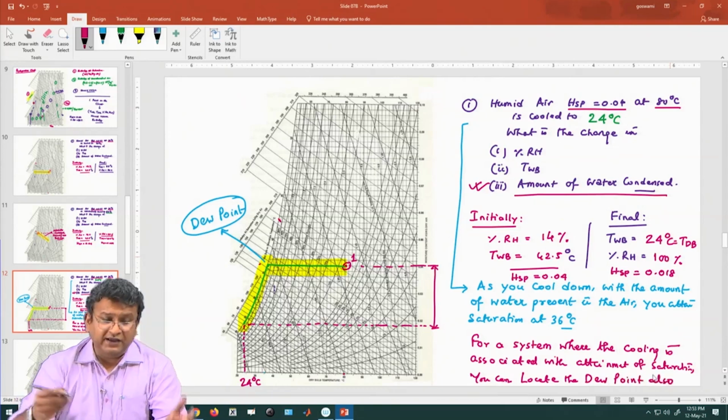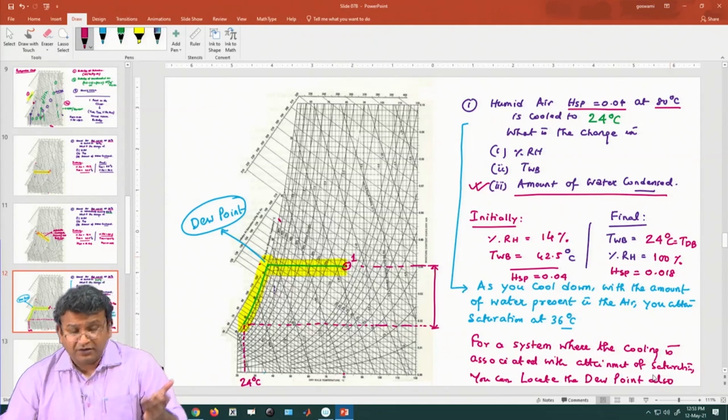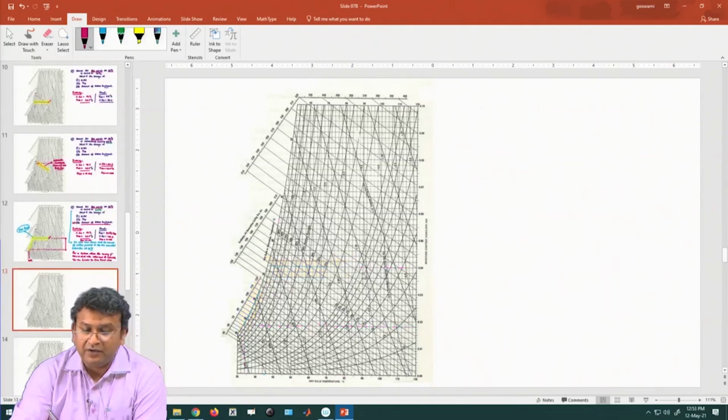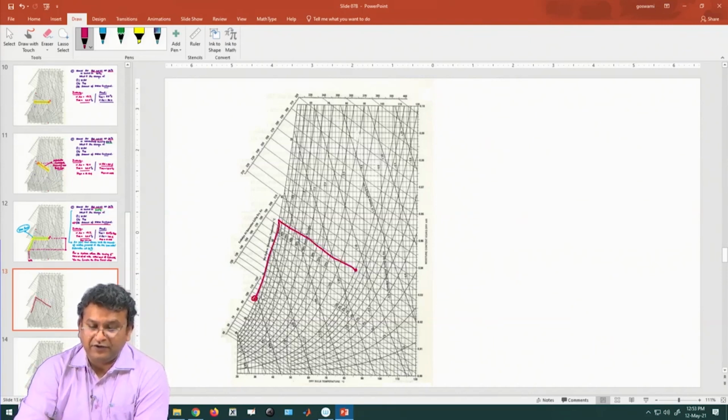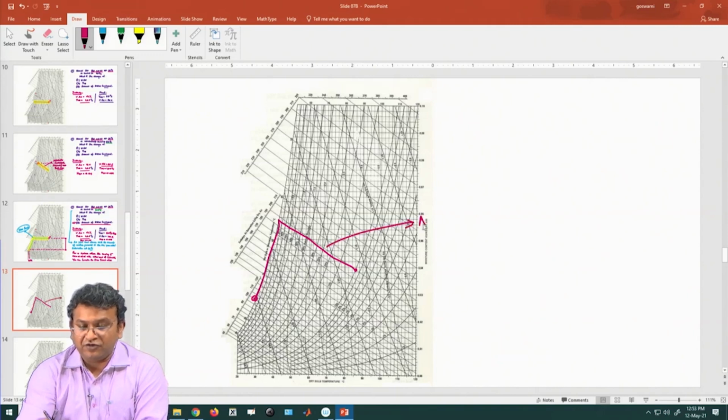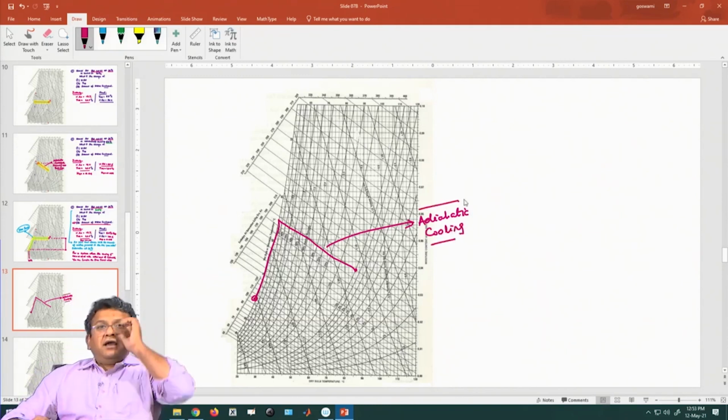Of course, I gave 3 representative problems. You can also in principle have a system where you do adiabatic cooling to such a temperature that you attain saturation, and in that case the graph will look like this. Adiabatic cooling is only possible up to the point saturation is attained, because after that you cannot have adiabatic cooling.